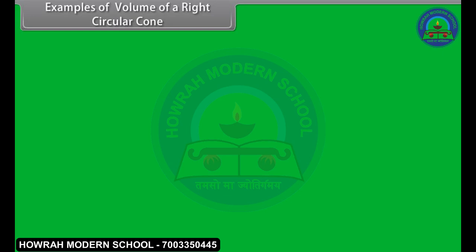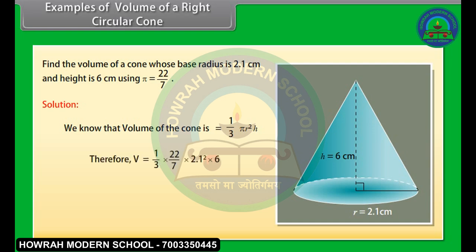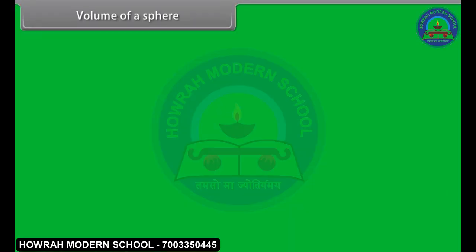Examples of volume of a right circular cone. Let us now solve an example. Find the volume of a cone whose base radius is 2.1 cm and height is 6 cm using pi as 22 upon 7. Solution. We know that volume of the cone is 1 upon 3 pi r square h. Therefore, V is equal to 1 upon 3 into 22 upon 7 into 2.1 square into 6, which is equal to 27.72 cm³.